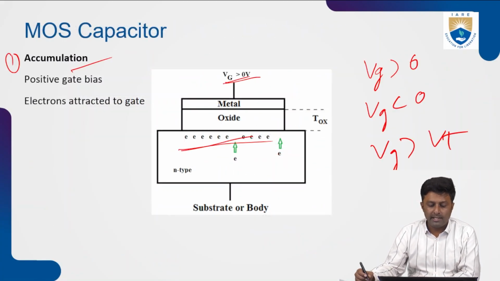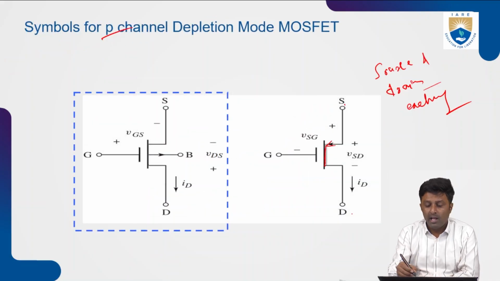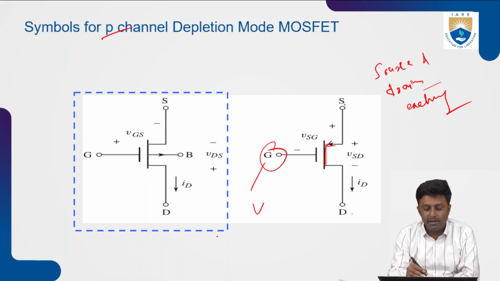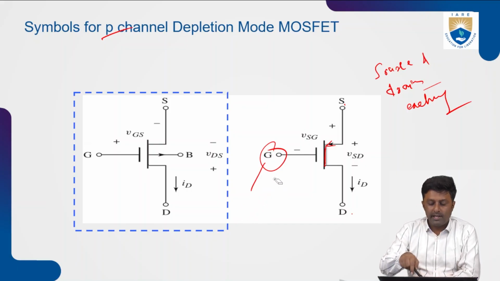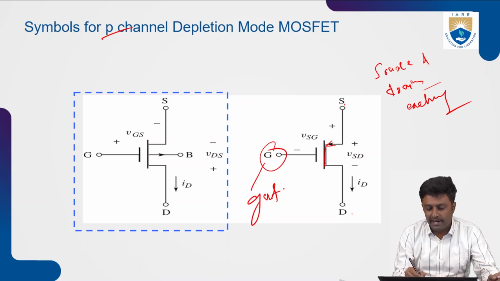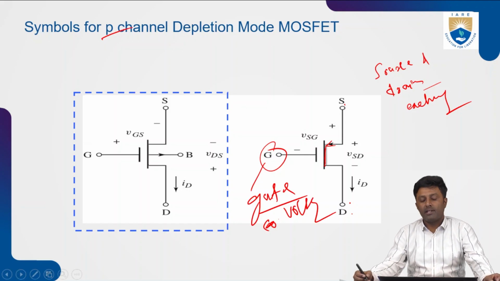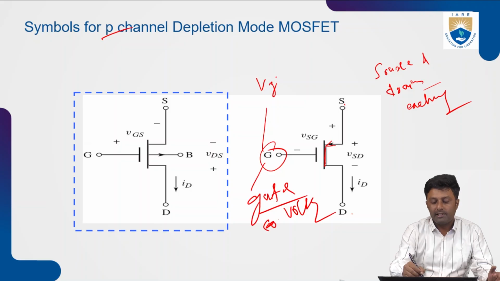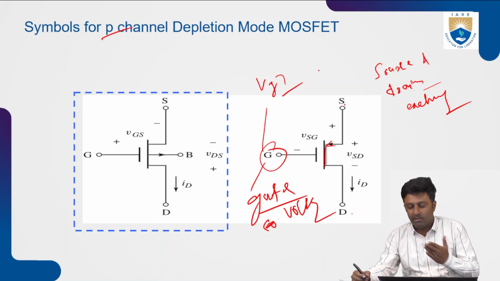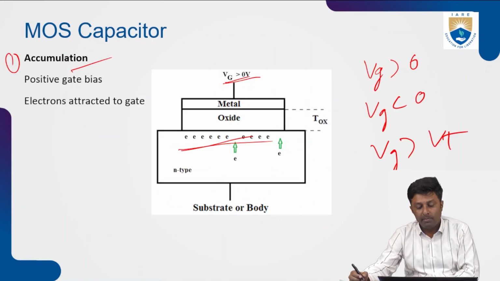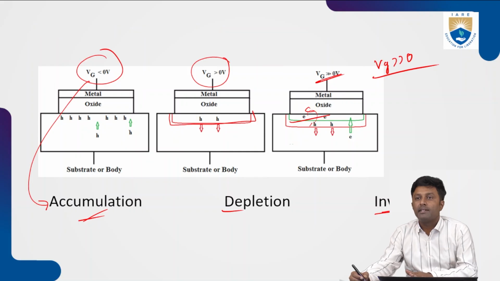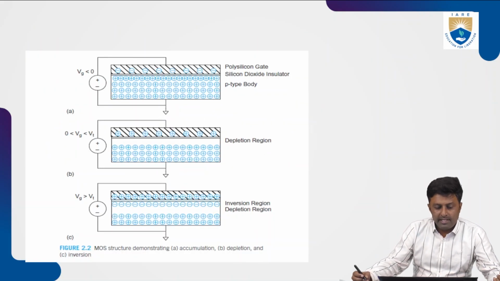Here we have to remember why we call this terminal the gate terminal. By applying the gate voltage, we can control the operation of the transistor. That is why it is called the gate. We can apply different types of voltages, VG greater than 0, less than 0, or much greater than 0. On the basis of that, there are three regions of operation: accumulation region, depletion region, and the inversion region. The same thing has been mentioned here.